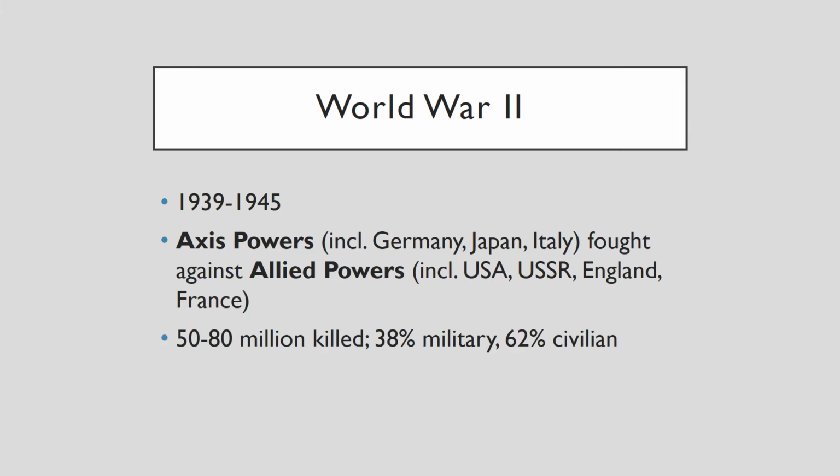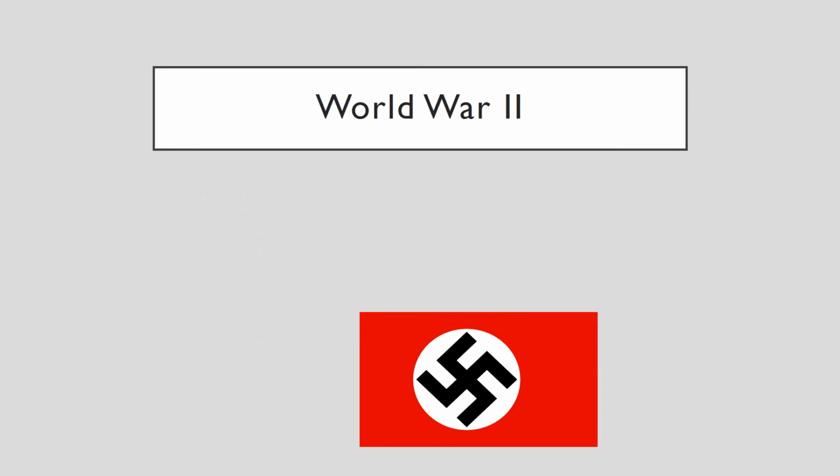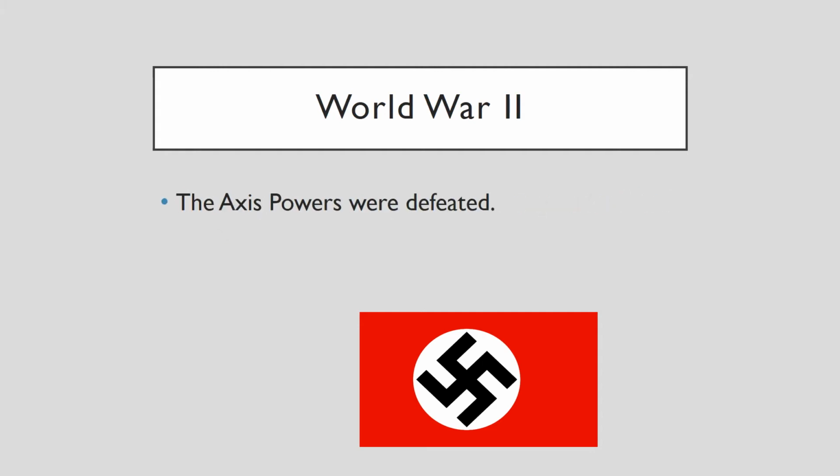During the war, around 50 to 80 million people were killed, 38% of whom were military and 62% were civilian. We don't have exact numbers, but this is a vast amount of people and a vast percentage of the population of the world at that time. Throughout the war and before, Germany was ruled by the Nazi Party under Chancellor Adolf Hitler, who was known as the Führer. Eventually, the Allied powers were victorious and defeated the Axis. Hitler himself committed suicide before he could be taken into custody or killed.